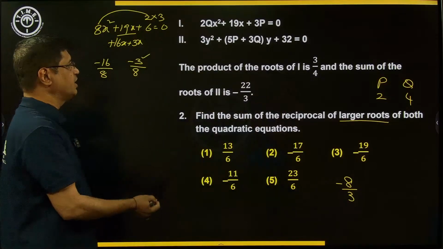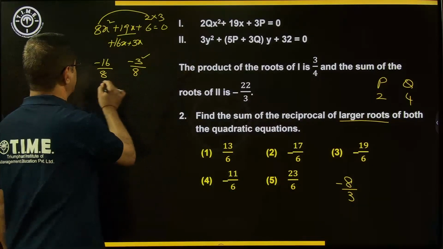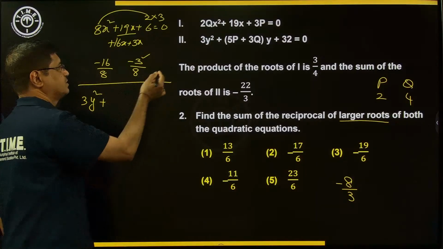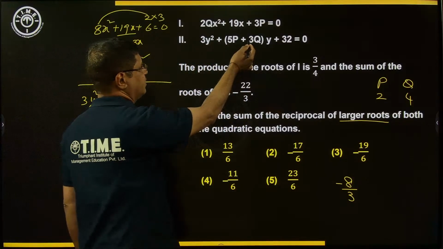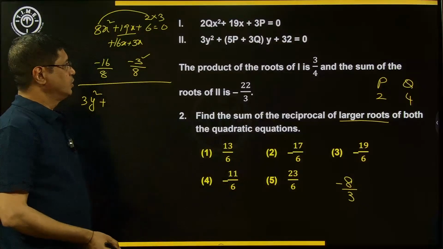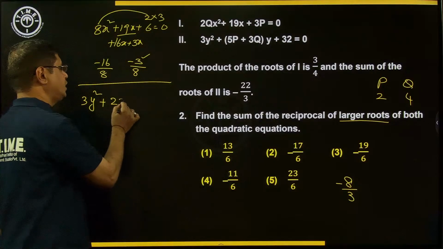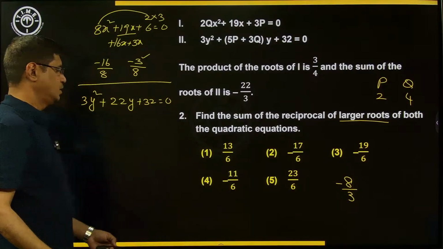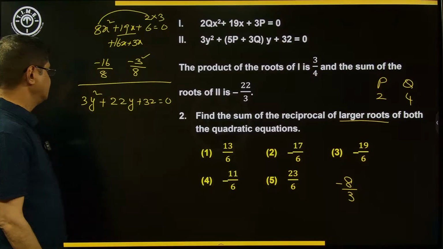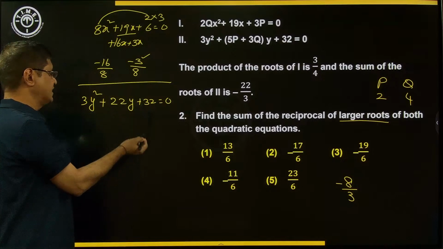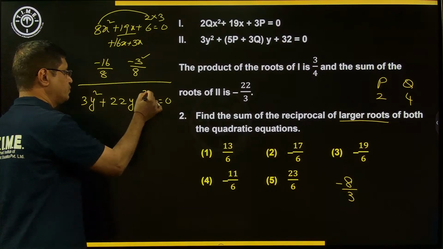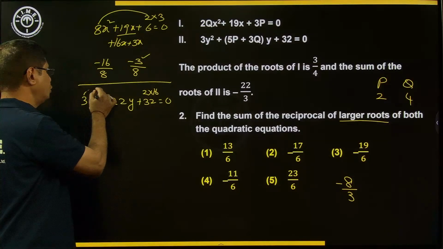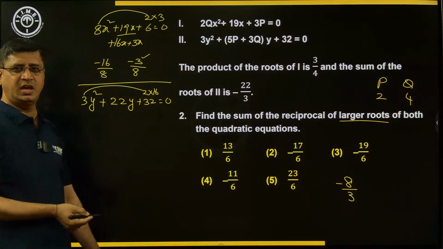Now what about the second quadratic equation? Second quadratic equation, just look at 3y square plus, now 5 into 2 is 10, 3 into 4 is 12. So 10 plus 12 is 22y plus 32 is equal to 0. Now what is the result here? Just simplify. What is the cancellation here? 2 times 16 is 32. Now 3 into 2 is 6, 6 plus 16 is 22.